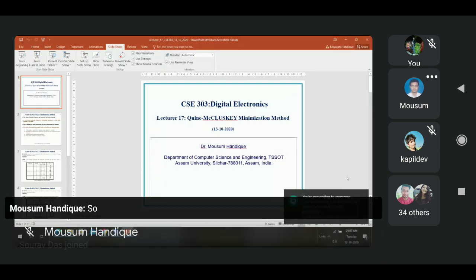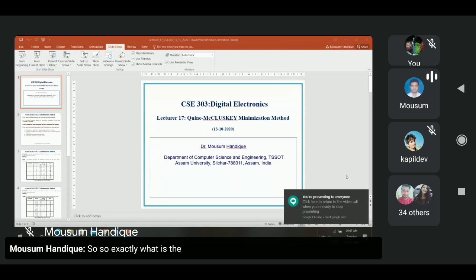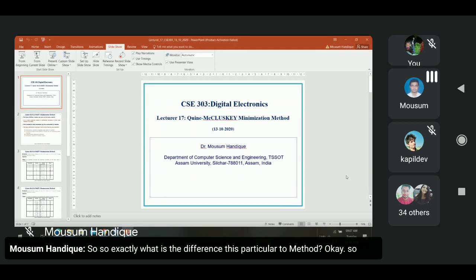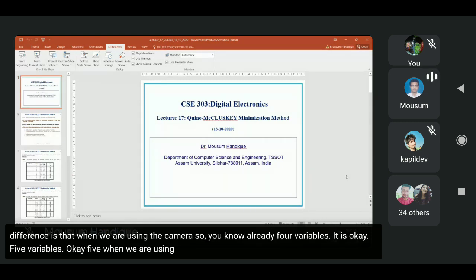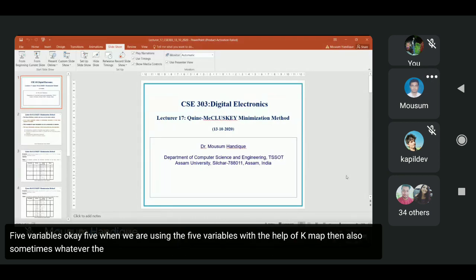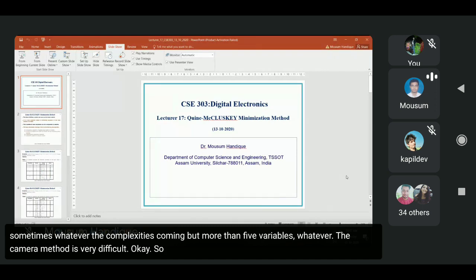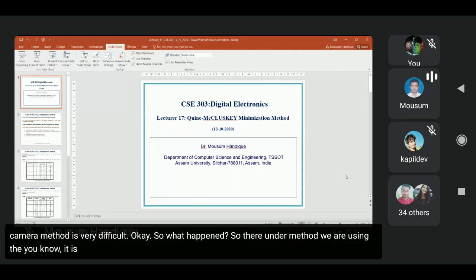So exactly what is the difference between these two methods? The difference is that when we are using the K-map, with 4 variables, it is okay. With 5 variables, sometimes the complexity comes. But with more than 5 variables, the K-map method is very difficult. So there is another method we use, called the Quine-McCluskey minimization method.